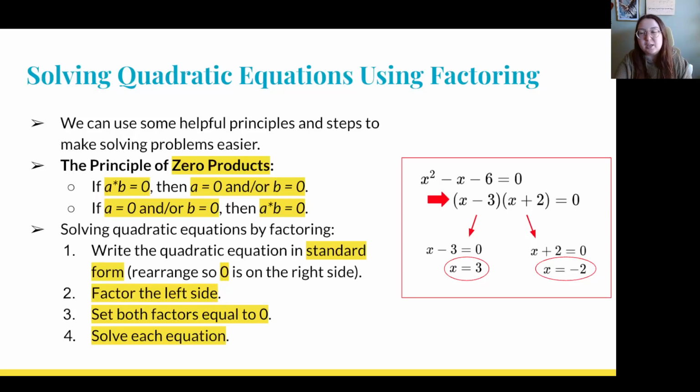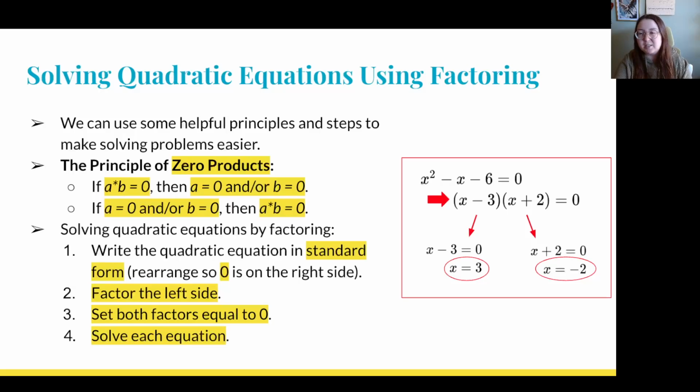So you take each of your binomials and set it equal to 0. So we had x minus 3 and x plus 2. So we take x minus 3 and set it equal to 0, and we take x plus 2 and set it equal to 0. So we have x minus 3 equal to 0. We add 3 to both sides, solve for x to get x equals 3.